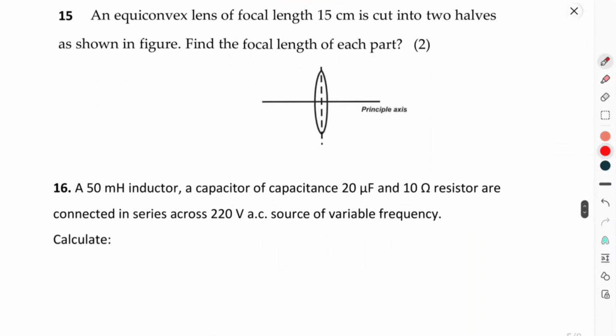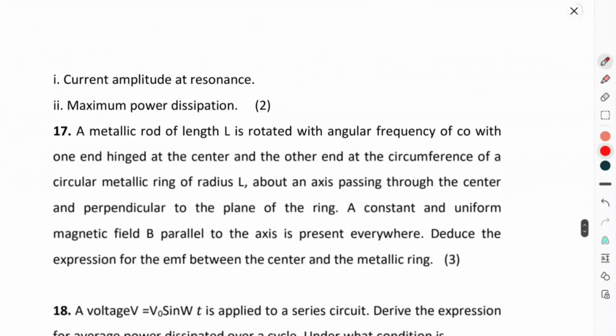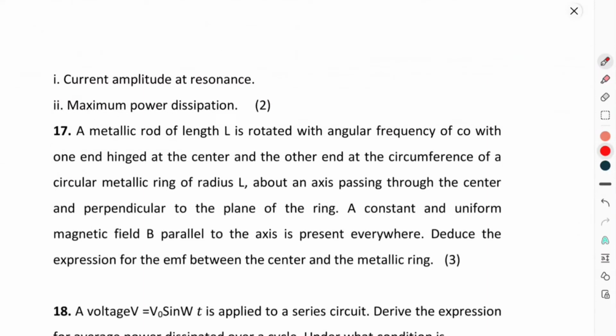Question number 15. An equiconvex lens with focal length 15 cm is cut into two pieces, two halves, as shown in the figure. Find the focal length of each part. Question number 16. A 50 millihenry inductor, 20 microfarad capacitor and 10 ohm resistor are connected in series across a 220 volt AC source of variable frequency. Calculate the current amplitude at resonance and the maximum power dissipation.